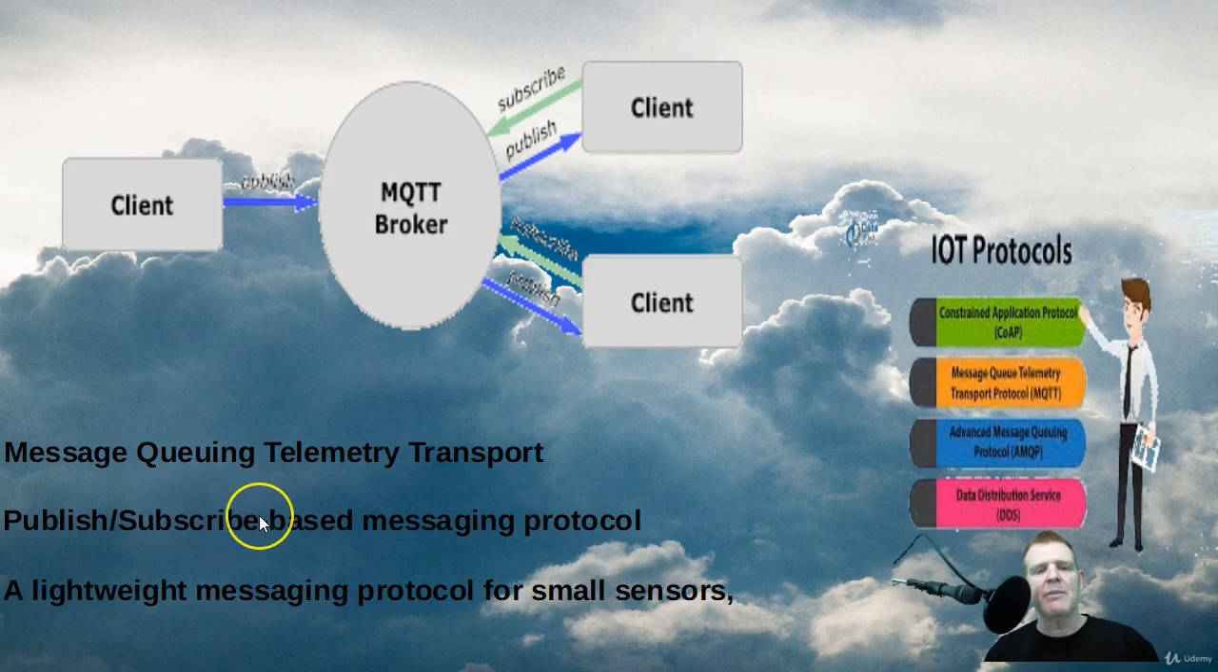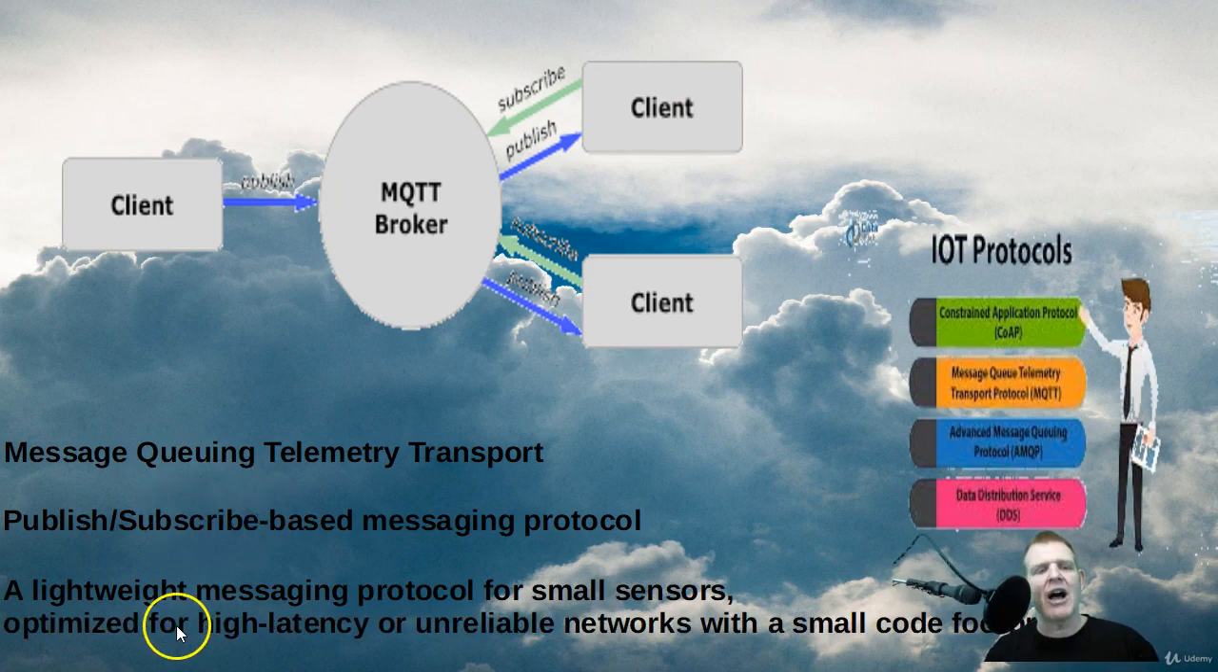So again, a lightweight messaging protocol for small sensors, optimized for high latency or unreliable networks. The unreliable networks have to do with the QoS, which you're going to see really soon, quality of service. It's a guarantee as part of the MQTT protocol that you'll get the message at most once, at least once, or exactly once, depending on the QoS level. So that's pretty much it for MQTT.